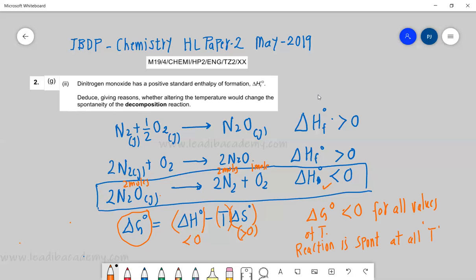Very important: delta H naught is negative, delta S naught is positive, and temperature is always positive. So mathematically it's very simple. Delta G will always be negative, and we know if Gibbs free energy is negative, the reaction is spontaneous. Very conceptual, a very good quality question. Hope it is very clear to you.